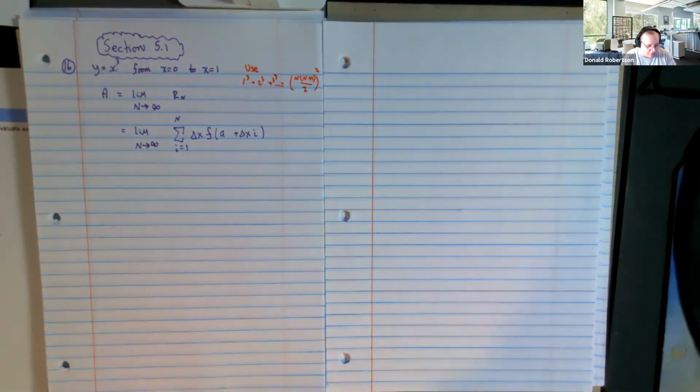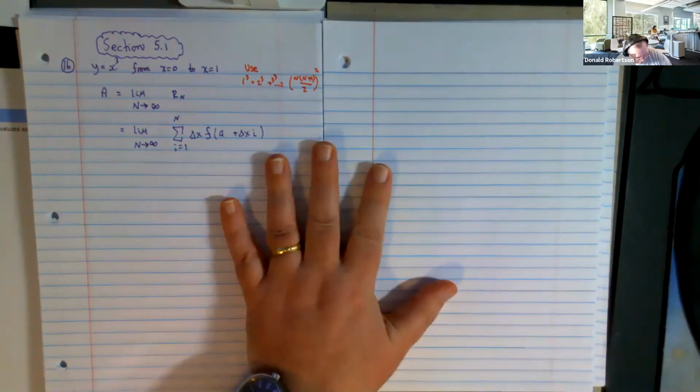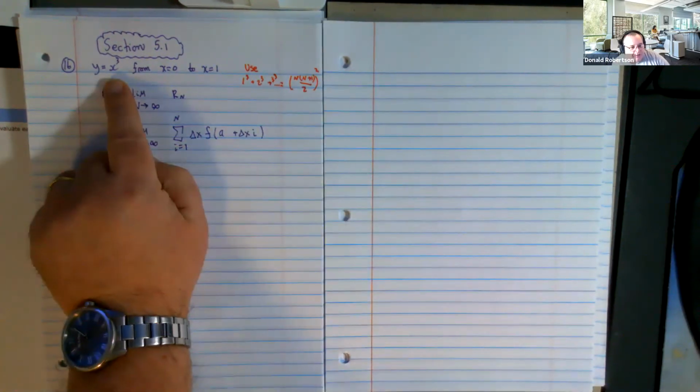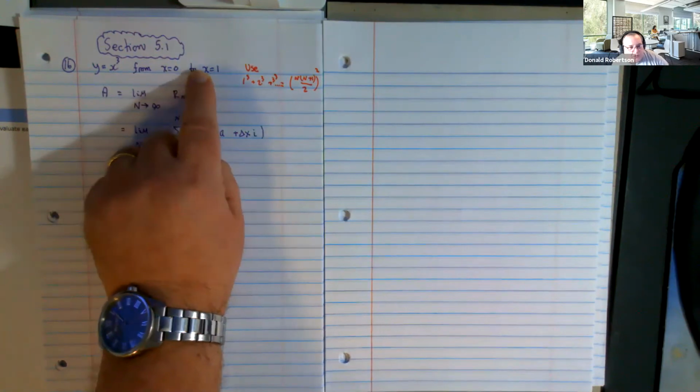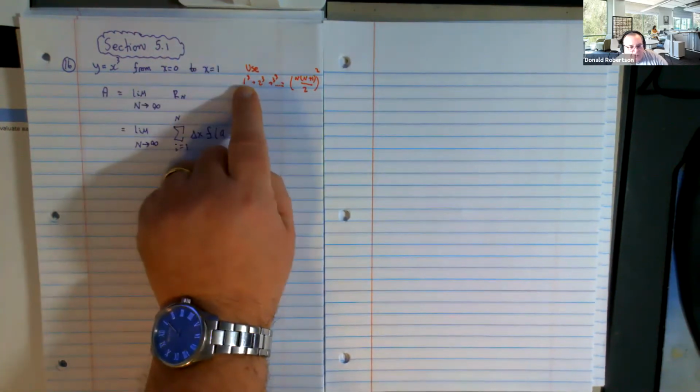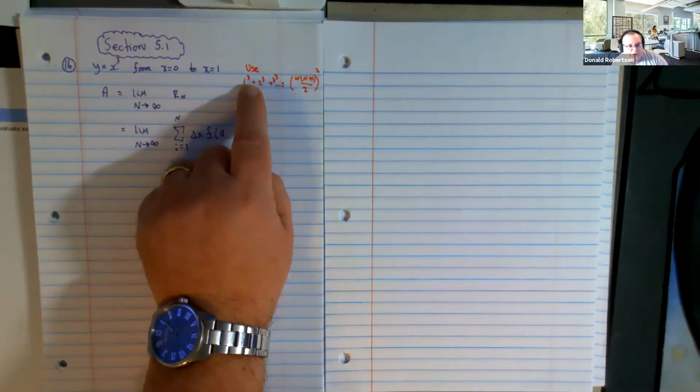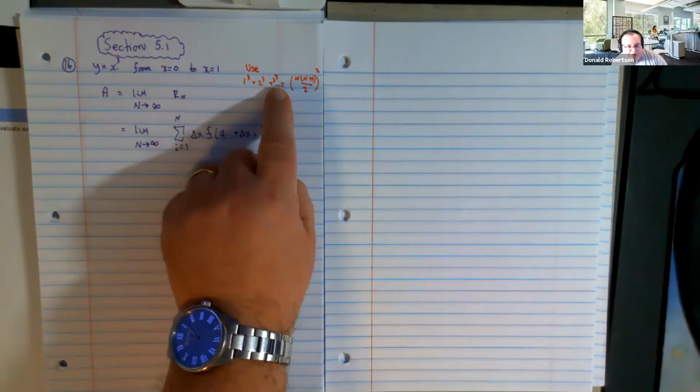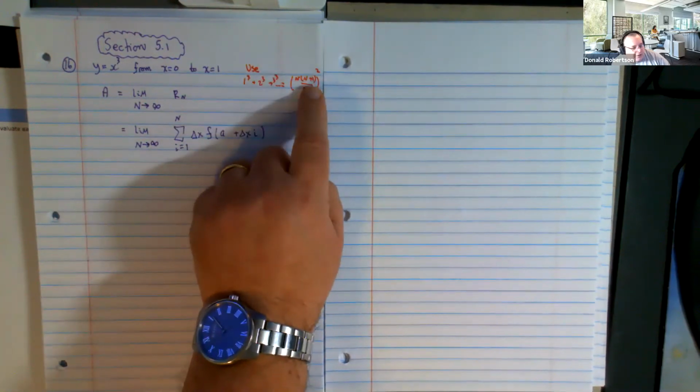Okay, so hopefully right now you are looking at the paper. Here is the curve y equals x cubed from x equals 0 to x equals 1. They ask you to use a property that 1 cubed plus 2 cubed plus 3 cubed and so on is equal to this expression, and we shall do that.